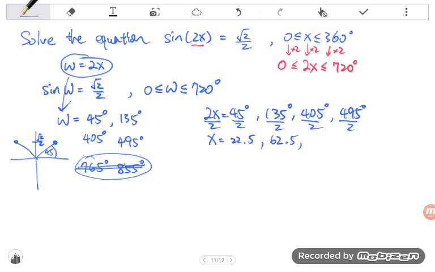405 divided by 2, I get 202.5, and I will get 247.5. So my x values are 22.5, 62.5, 202.5, and 247.5. Is that right? No, 22. Oh, this is not right. This is 60. That is actually 67.5.